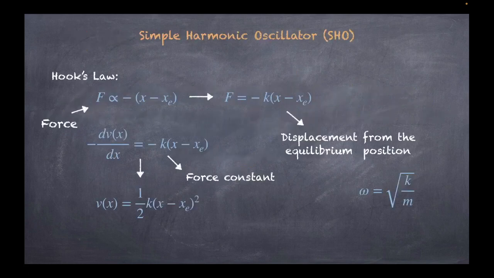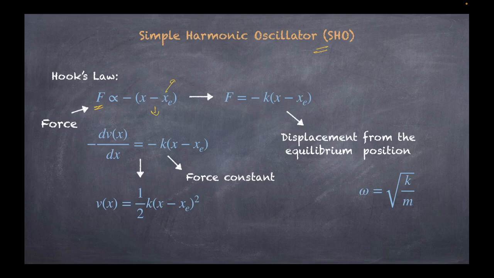Okay, so let's first look at some of the basics of simple harmonic oscillator. So simple harmonic oscillators, in short SHO, follow Hooke's law, where force F is proportional to the displacement. We all know that. So force is proportional to the displacement, which is x minus xc. That means the displacement of the coordinate from the equilibrium value. xc is the equilibrium position.